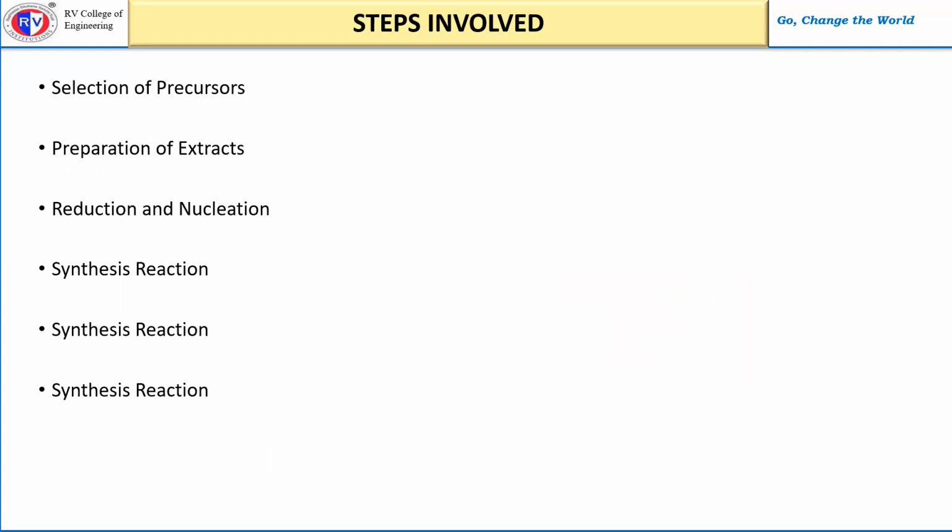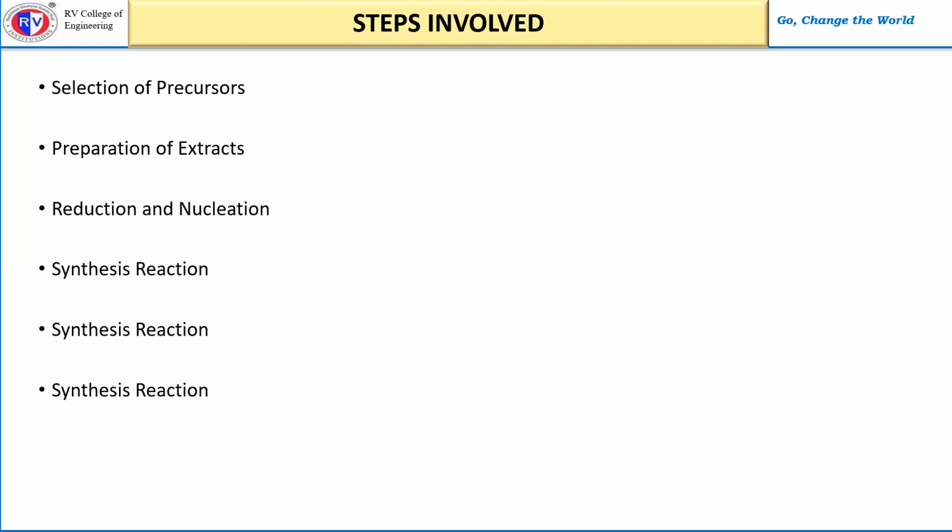Coming to the steps involved, the first step is the selection of precursors. Choosing an eco-friendly and sustainable precursor material is a must. It should be derived from natural sources such as plant extracts or microorganisms. The next step is preparation of extracts. It is done by preparing plant extracts, extracting bioactive compounds using appropriate solvents or methods to obtain the necessary reducing and stabilizing agents.